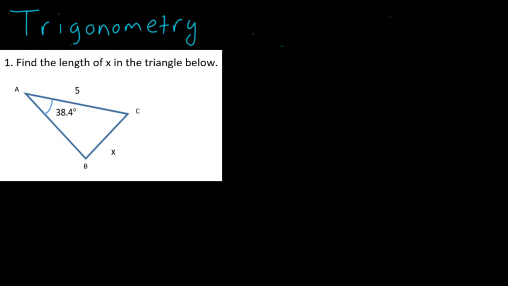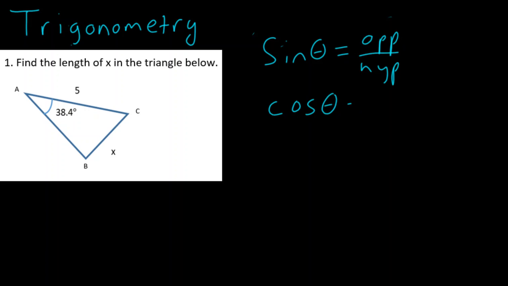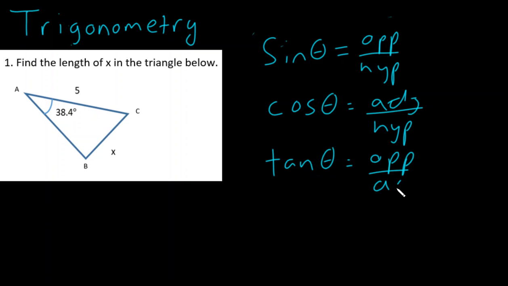Now, what is trigonometry? Well, we have three things that are called trigonometric functions. Let's see what those functions are first. We have sine theta, which is the opposite over the hypotenuse. We have cosine theta, which is the adjacent over the hypotenuse. And we have tangent theta, which is the opposite over the adjacent.